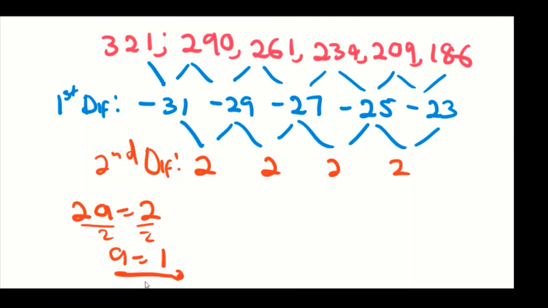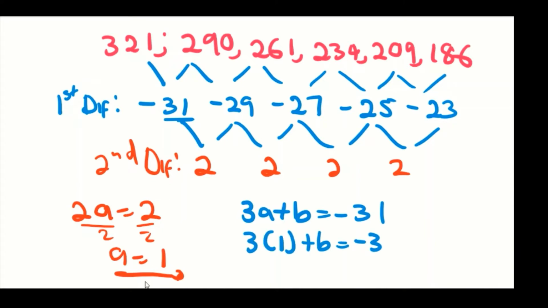And then we're going to use the first difference, so we're going to say 3a plus b is equal to the first term of our first difference, which is minus 31. We know that a is equal to 1, so 1 plus b is equal to minus 31, right? So you're going to transpose this to the other side and find your value of b, which you'll find being equal to minus 34, right?